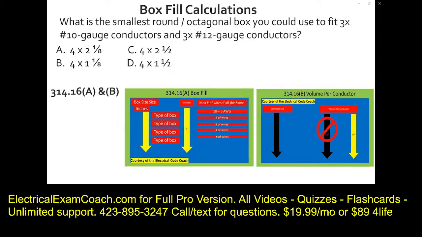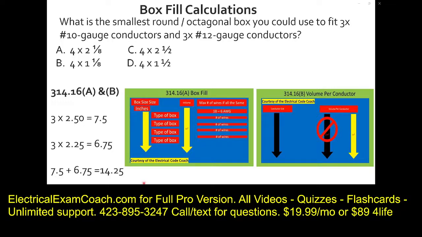What is the smallest round octagonal box you could use to fit 3 10-gauge conductors and 3 12-gauge conductors? For this one, we're going to be using both the tables again. Let's go ahead and bear all of our math out. And we find out that these conductors are taking up a total of 14.25.